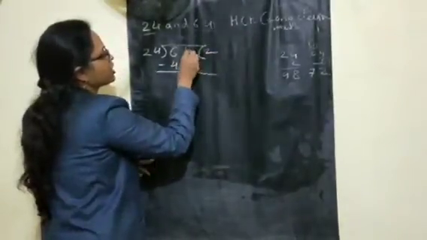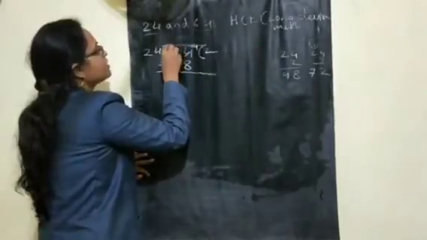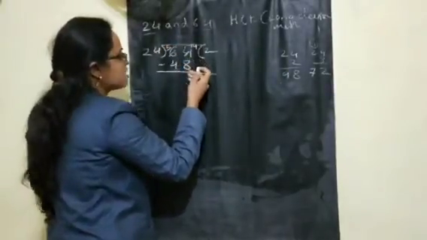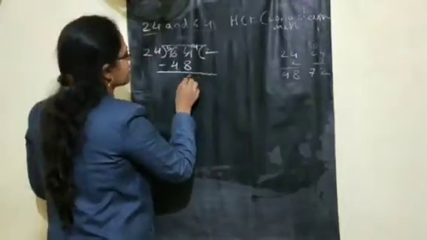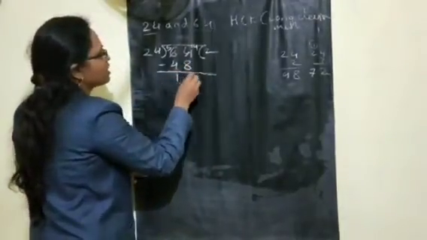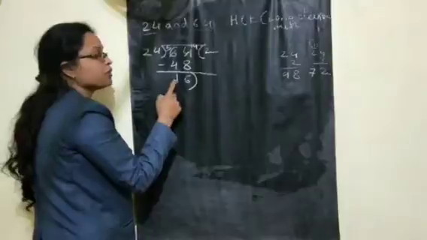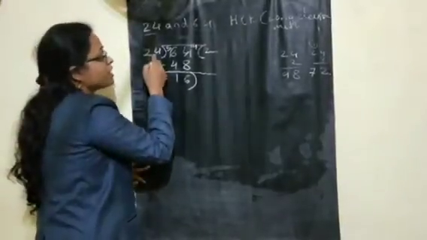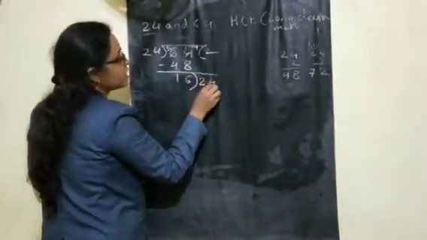So you have to take 24 2s are 48. Do the subtraction. This is 14 and this is 5. 14 minus 8, children, 6. And 5 minus 4, 1. Now this answer will be your new divisor and the old divisor will be your new dividend.